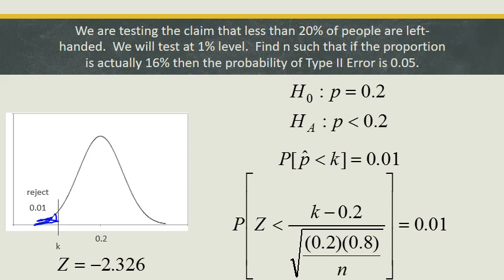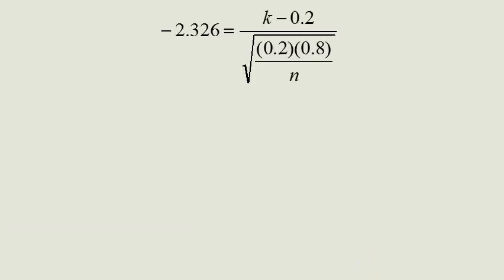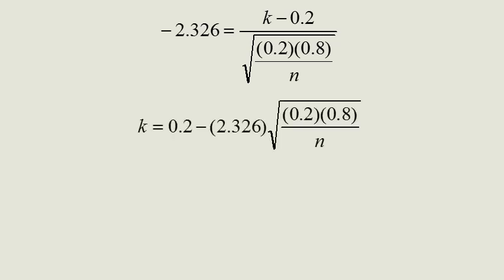Remember that p shows up in the SD too. And we're going to set this equal to negative 2.326. Solving for k, we get this expression. Once again, I'm going to leave this aside for now and use it later.